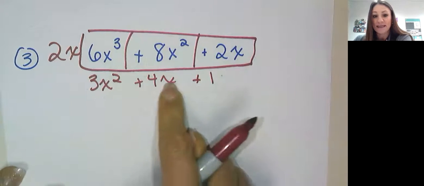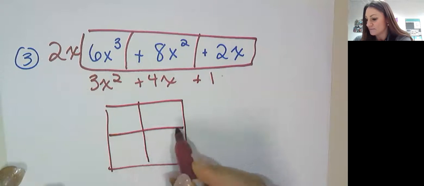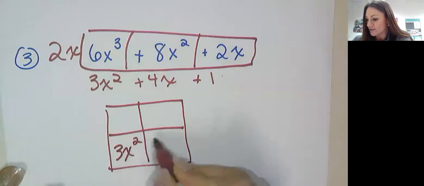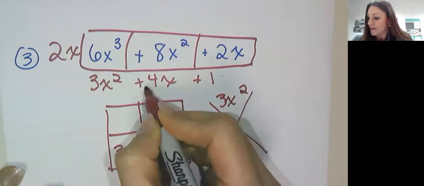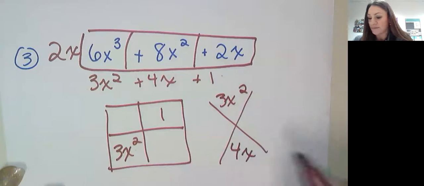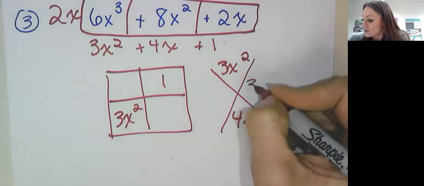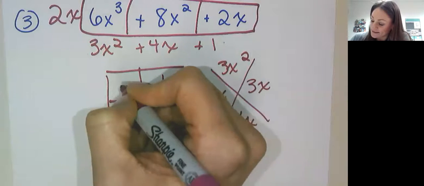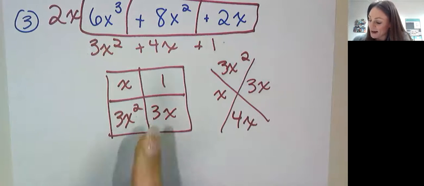Now I'm going to take this and put that in my generic rectangle. So I have my 3x squared and my 1. I multiply those to get the top. My B term goes on the bottom of the diamond. And I want to think, what are two numbers that multiply to give me 3x squared and add to give me 4x? 3x and x. So I'm going to put those into the rectangle in either spot.